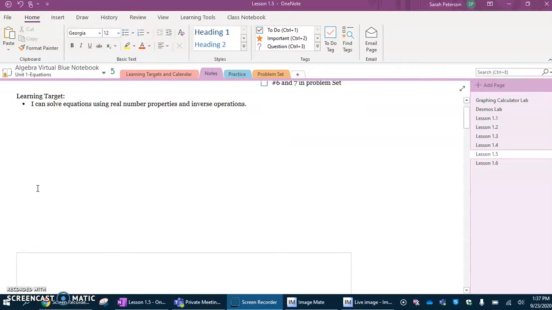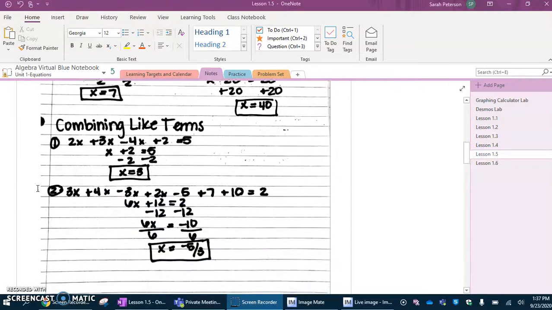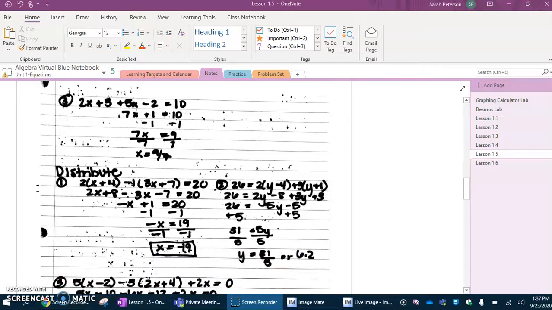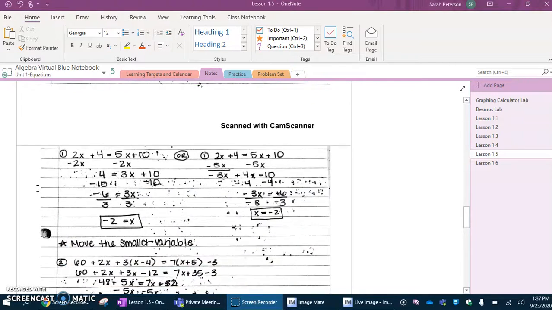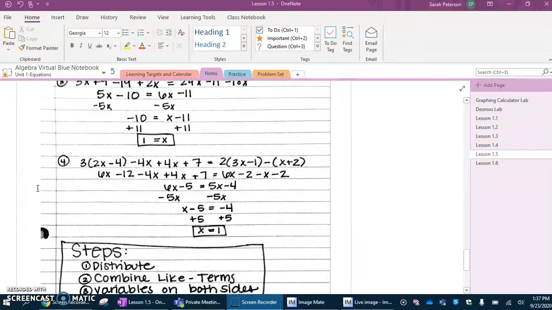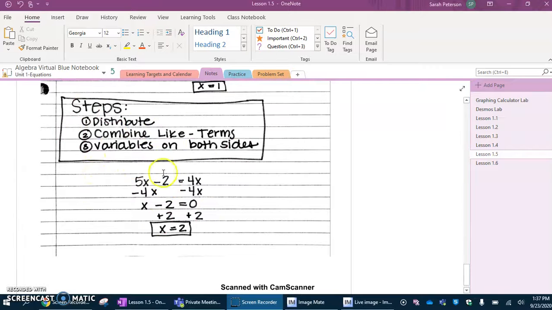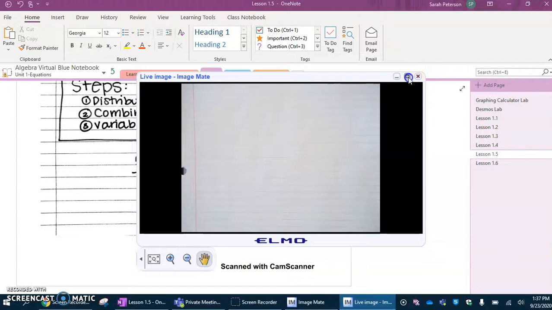So in lesson 1.5, you should see these notes here, and there's just a ton of examples of solving equations. So if you get to a question in the practice and you're not sure how to do that, a good place to look is here. This shows you how to do a lot of different problems. It also gives you some good tips, like what kind of steps to take. But I'm going to show you a couple specific examples in this video right now.